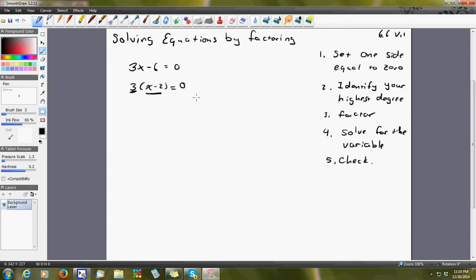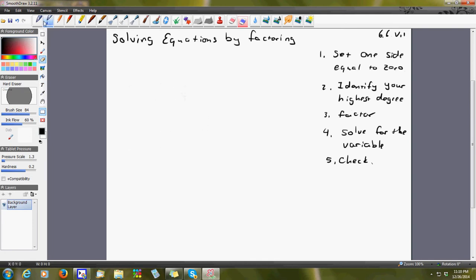well, 3 can't equal 0, but I can divide by a 3. If I divide by a 3, that's going to go away, and I'm going to be left with x minus 2 equals 0. Add 2 to both sides, and I get x equals 2. If I plug that in, 3 times 2 is 6. 6 minus 6 is 0. Very, very basic. I'm not going to spend any more time on that.